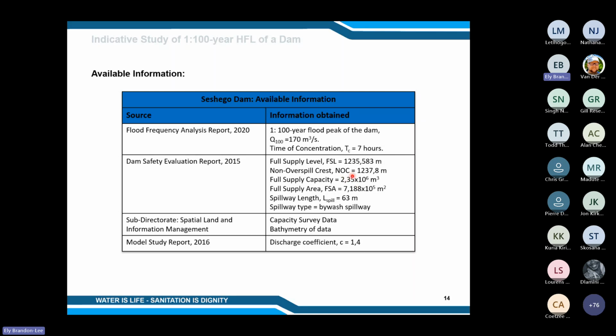The full supply level of the dam, non-overspill crest level of the dam, full supply capacity, full supply area of the dam, and the length of the spillway and spillway type I obtained from the Dam Safety Evaluation Report, which was conducted in 2015 by Subdirectorate Dam Safety and Surveillance within the department. The capacity survey data and bathymetric data for the dam I obtained from Subdirectorate Land Matters and Information Management, who was the client for the project. And the discharge coefficient of the spillway I obtained from a model study report, which was conducted in 2016 by Subdirectorate Open Channel Systems.